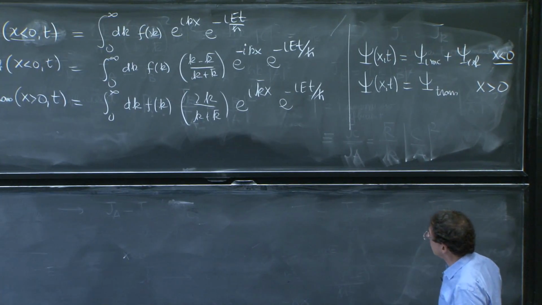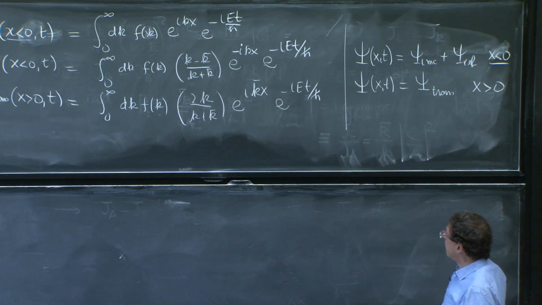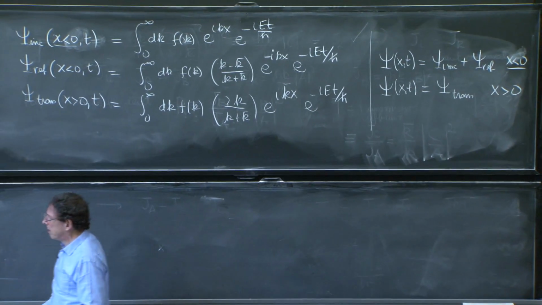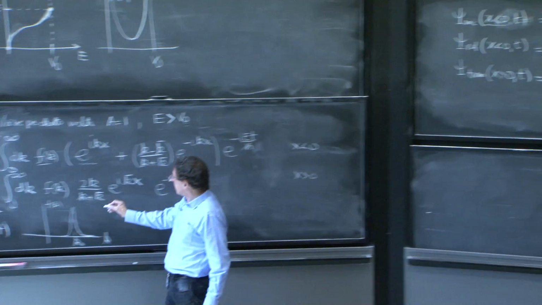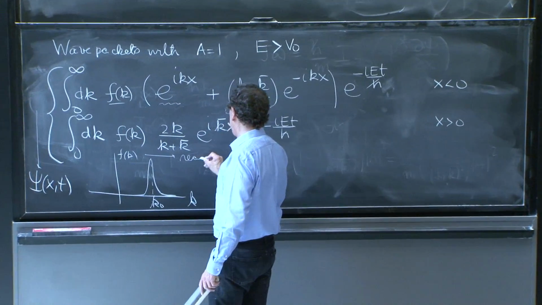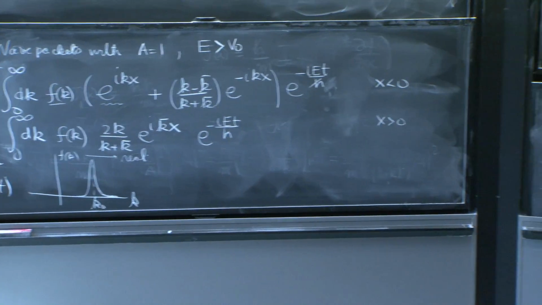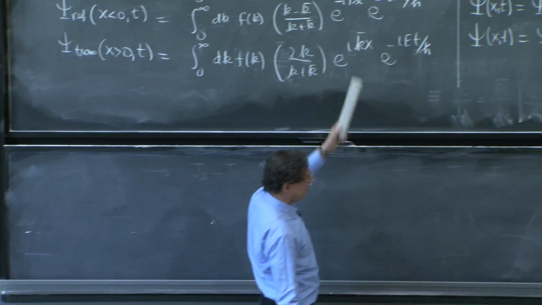But again, here we can identify phases. We're going to take f of k to be localized and to be real. So there's no phase associated with it. And there's no phases associated with these quantities either, so the phases are up there.